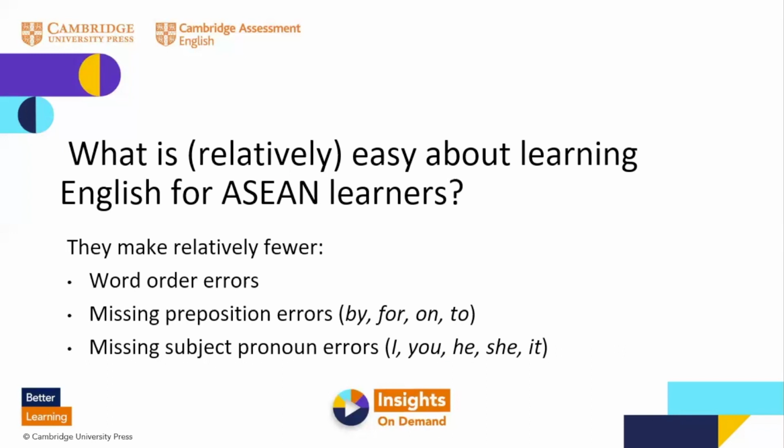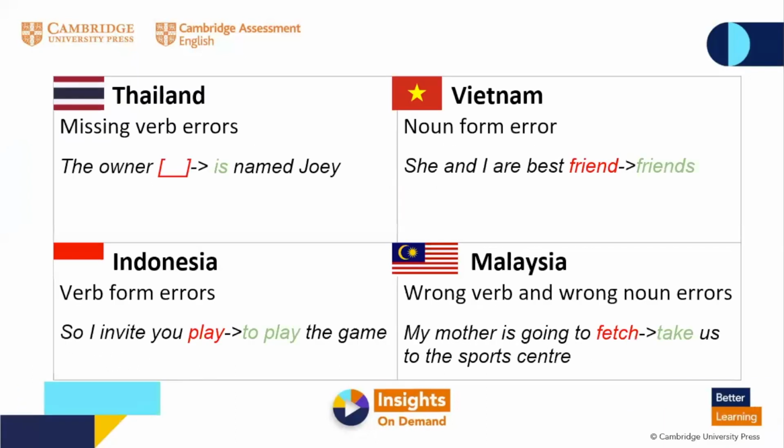Also, ASEAN learners make relatively few missing preposition errors compared with some other learners. And a well-known error of missing the subject pronoun is another area that ASEAN learners are better at. Lots to be positive about. Let's have a quick look at just 4 of the countries in ASEAN in particular. We don't have time to look at all of them today, but we can see how much the corpus can just narrow down the research that we have.